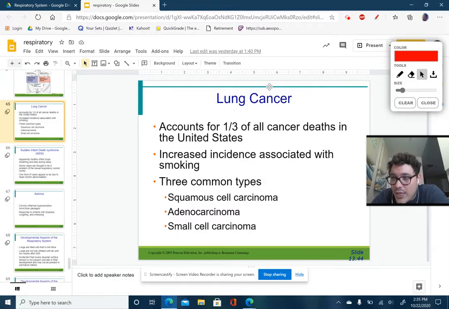Smoking anything, really. But in most things that are smoked, like nicotine, for example, in cigarettes, that's going to be considered a carcinogen. It's a compound that can induce cancer. There are 3 common types of lung cancer: squamous cell carcinoma, adenocarcinoma, and small cell carcinoma. I'm not going to get into too much depth regarding that, so don't worry too much about that for our purposes.